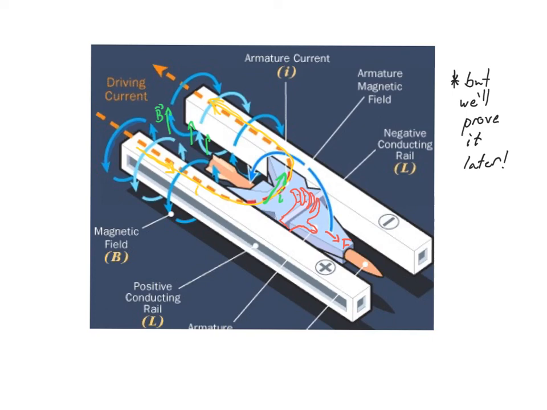Today's problem set, I think, is pretty quick. Tomorrow we'll look at one more consequence of the force on a current carrying wire in a magnetic field, and that of course is going to be how you create a motor.